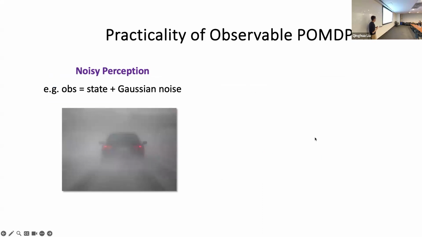Okay, nice. And now let's discuss how practical this observable condition is. So first, it's pretty good. It's already much weaker than what we had previously. And second, it can handle some actually observable tasks, such as noise detection, where maybe your observation is equal to state plus some Gaussian noise. In that case, we can show this observable condition is satisfied.